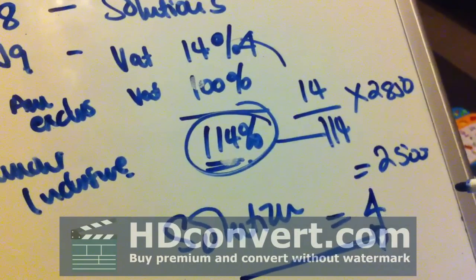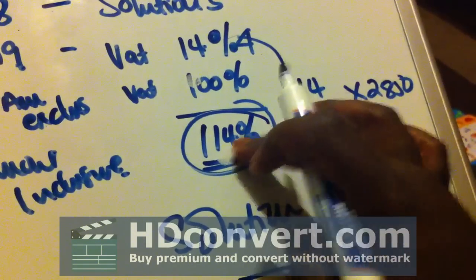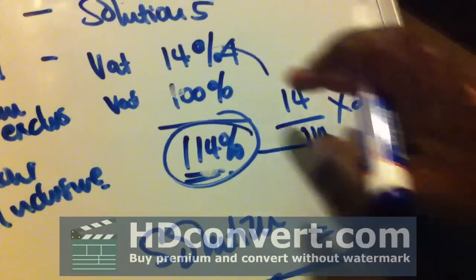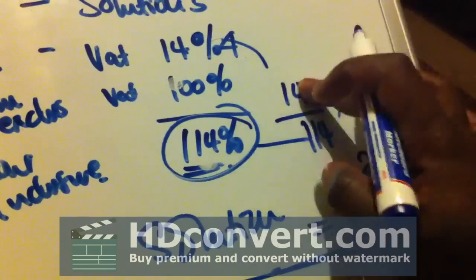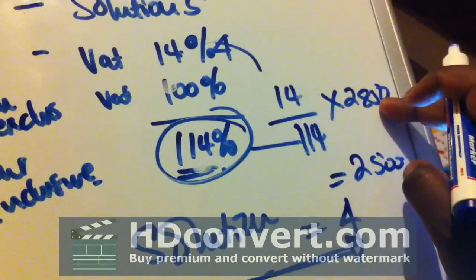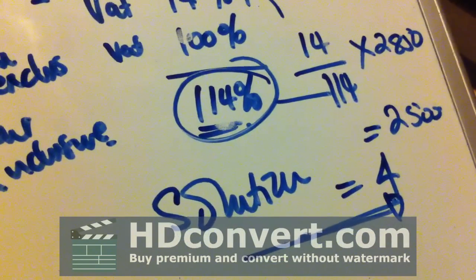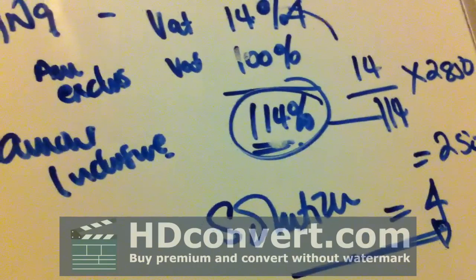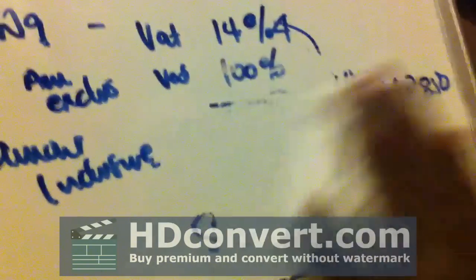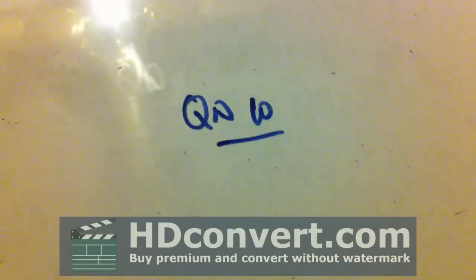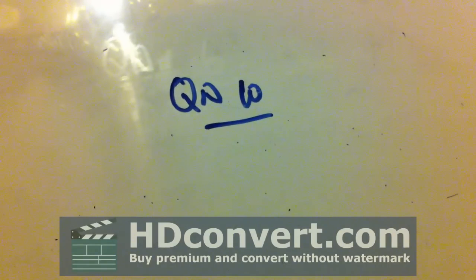I hope you are going to follow that. So we say this is the denominator because we were given that, which is inclusive of that. We are looking for that, divide by that, multiply by the amount that we're given. We get that. So that is the amount that is exclusive of VAT. So let's proceed to question number 10.